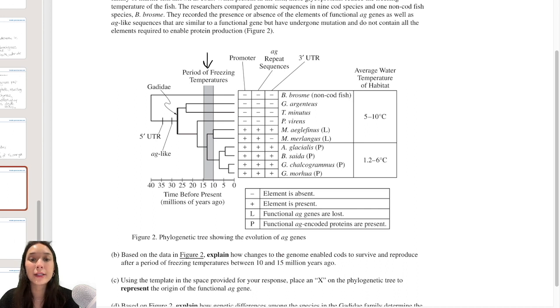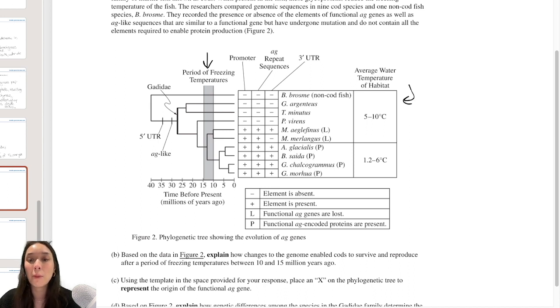Here is looking at whether or not they contain the functional parts of the gene, including promoter, AG repeat sequences, and 3' UTR. Everything after this point would have 5' UTR and the AG-like repeats because they are after that node. If it has a negative sign like here, it means it doesn't have, in this case, the promoter. A positive sign would indicate that they do have it. They tell you the average water temperature of each fish as well.